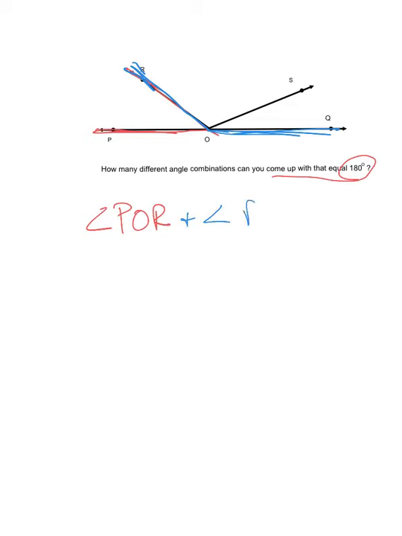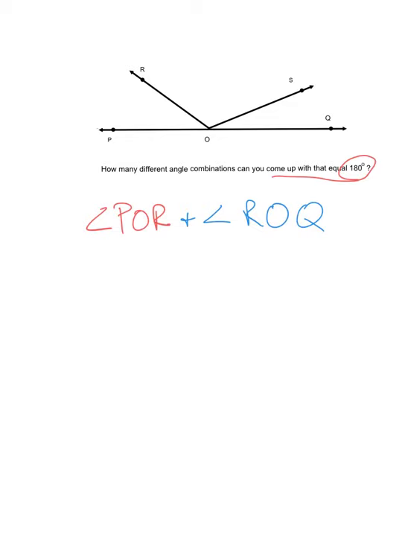All right, how many different angle combinations can you come up with for 180 degrees? So that means it has to be a straight line. So let's see here. If I do this angle, angle POR, then I do this angle, that gets me a straight line. And angle, let's see here, ROQ.